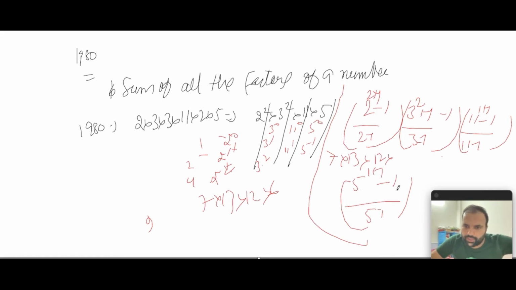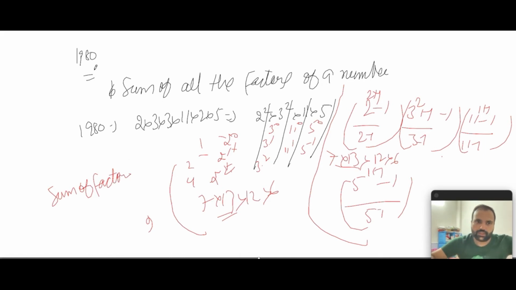So let's write over here. And then here 5 square is 25, minus 1 is 24, and 5 minus 1 is 4, so we get 6. Exactly the same thing. So this is the sum of all the factors. Okay, sum of factors. I'll do a couple more questions so that you can understand it, and then we'll generalize it.